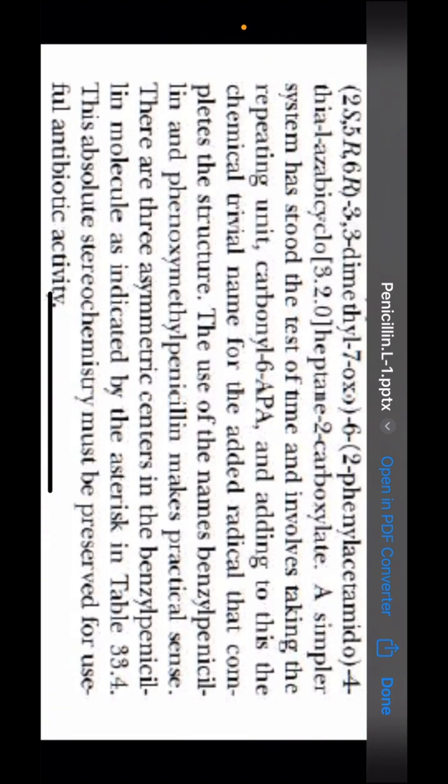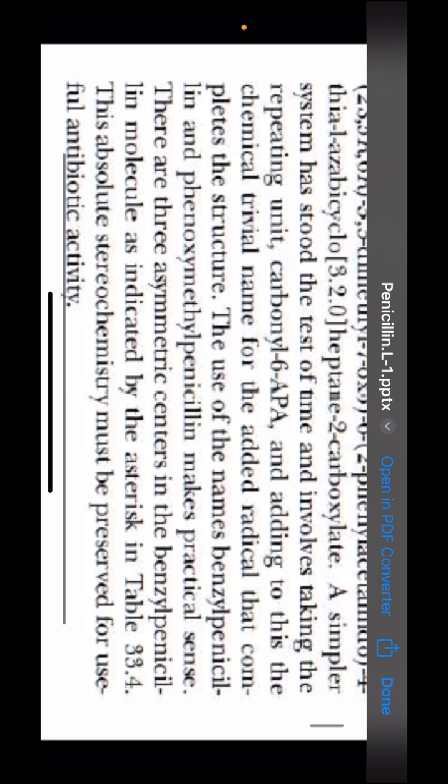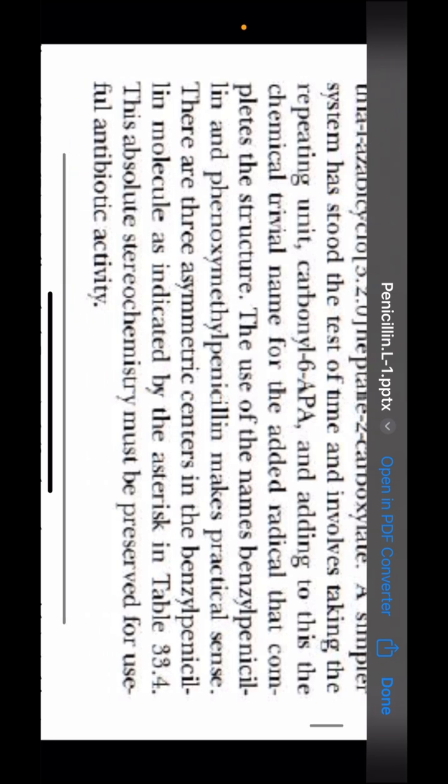If we don't have any substitution at the 6th position, this structure is known as 6-aminopenicillanic acid. The chemical trivial name for the added radical that completes the structure is acyl-6-aminopenicillanic acid. There are 3 asymmetric centers in the benzyl penicillin molecule, as I have shown. So this is the mechanism of action of benzyl penicillin.